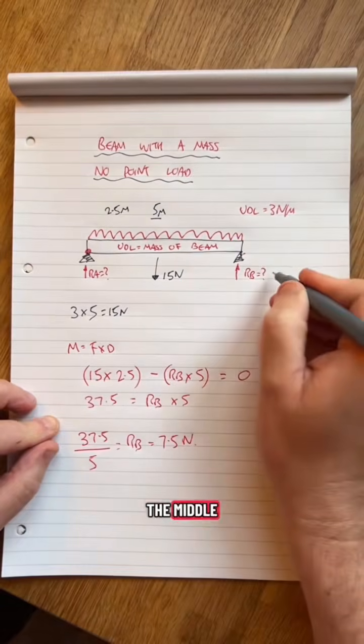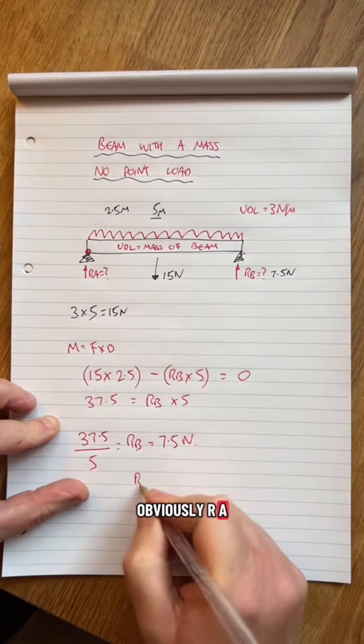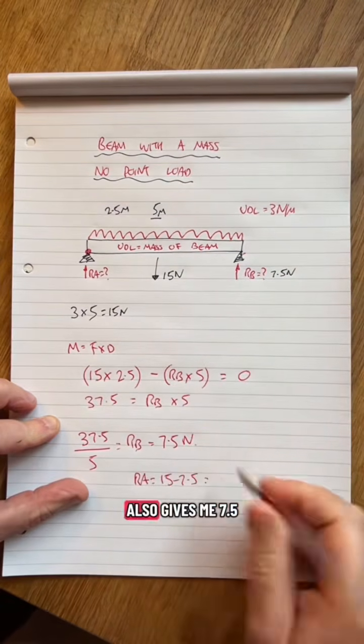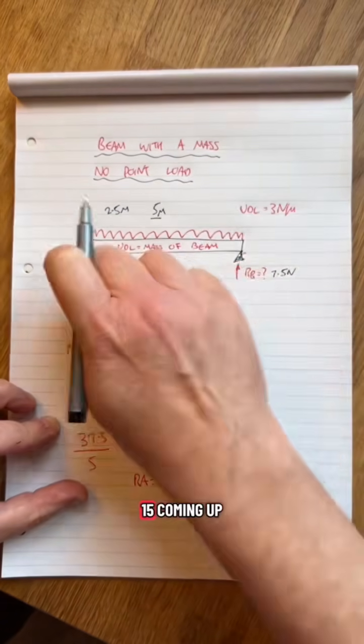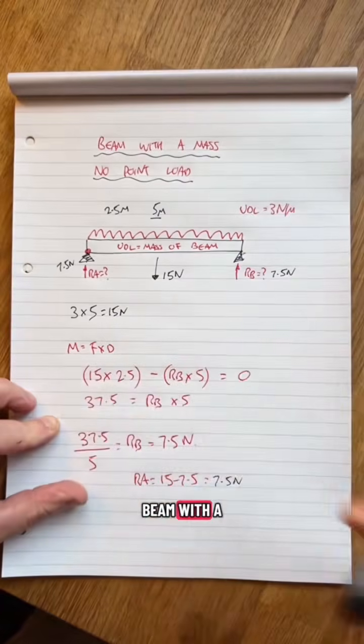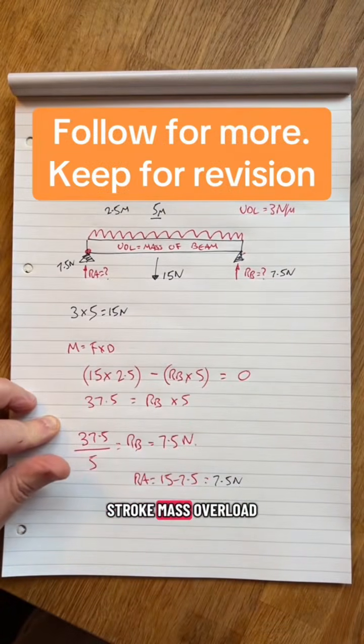which makes a bit of sense because we've got 15 smack in the middle. So that's going to be 7.5. And obviously RA is going to be 15, take away 7.5, which also gives me 7.5. What goes up comes down. 15 coming down, 15 coming up. Beam with a UDL, stroke mass. Over and out.